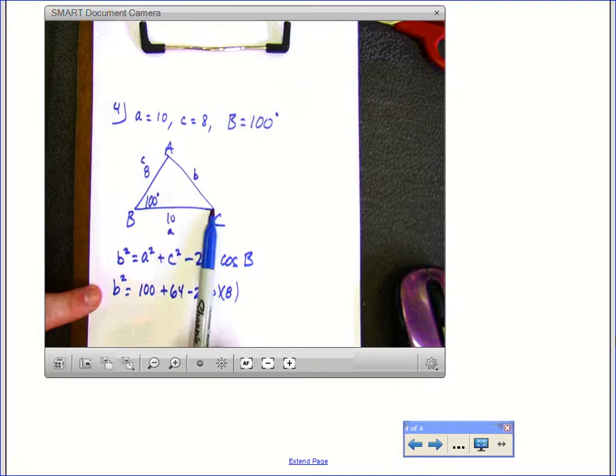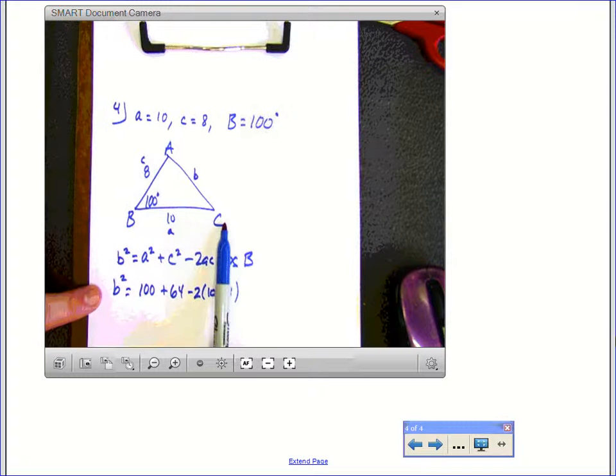Big C first. What do you think about that?